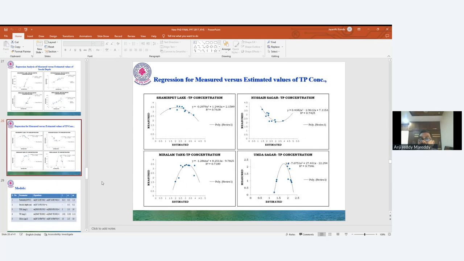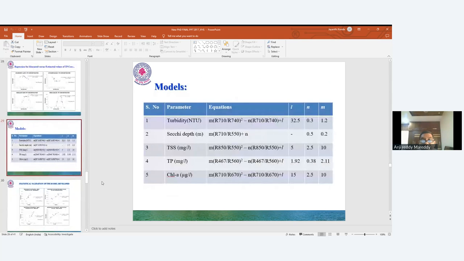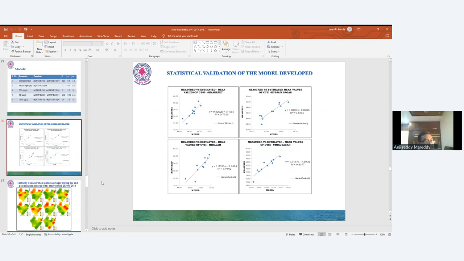This is again estimated values for different concentrations you can have. Now you see in this, we developed some models. You can have turbidity, TSS, TP models like that. These are some of the statistical models, and after that the models were validated by using some known data, and these are the models, and again you can see the coefficient of determination.